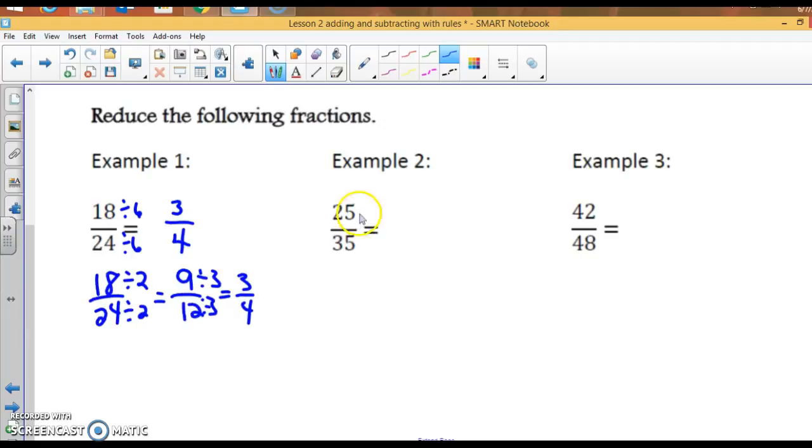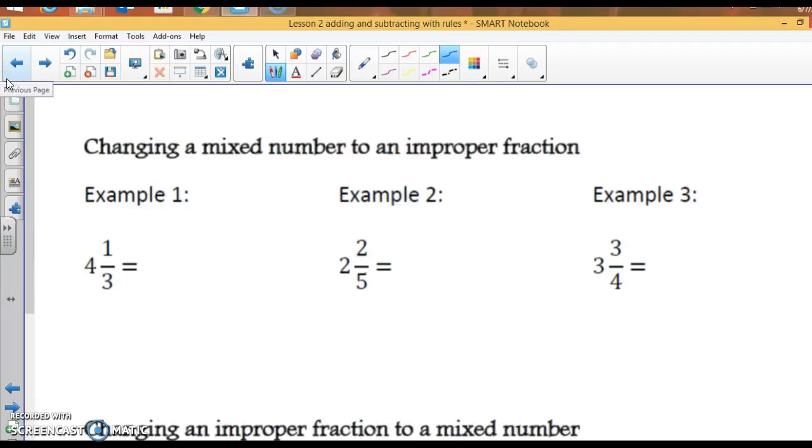25 and 35 can both be divided by 5. So you'll have 5/7. And that is what we call lowest terms. 42 and 48 can both be divided by 6. And I will get what? 7/8. All right. These are mixed numbers, and we want to be able to go to improper.